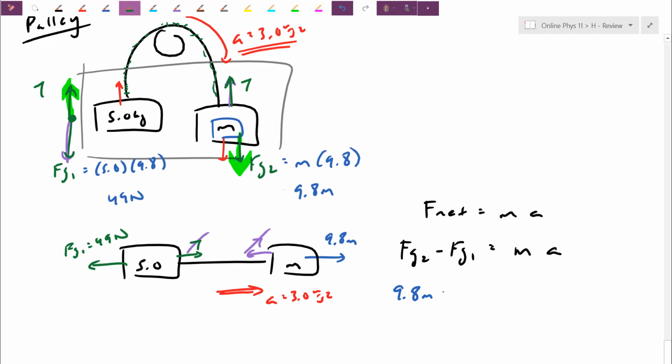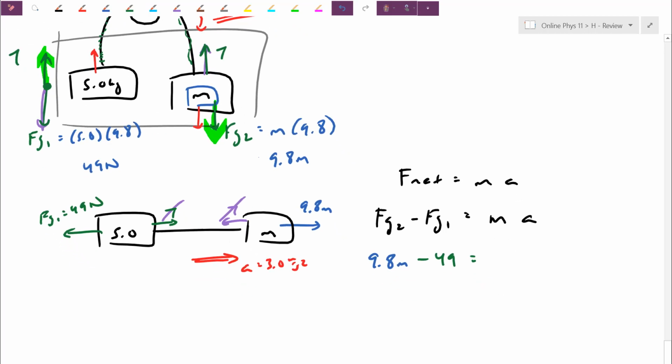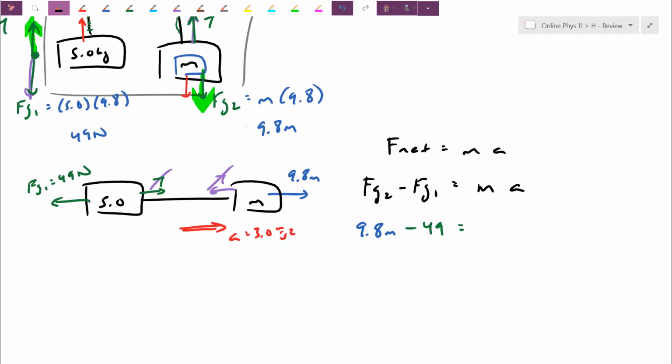For the FG1 is going to be 49. I still go bigger minus smaller. This has to equal the mass of the whole system because both the 5 and the m have to travel together. I'm going to have a 5 plus m, and the overall win, I can keep the acceleration as positive as 3.0 meters per second squared. All right? So I'm going to keep working through this here.